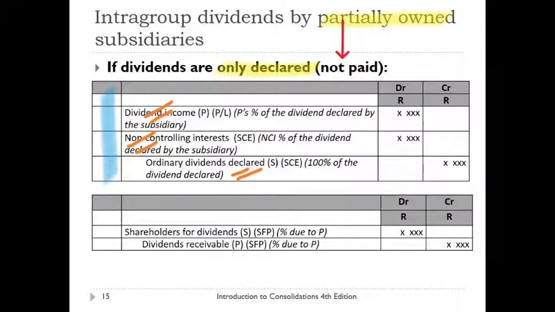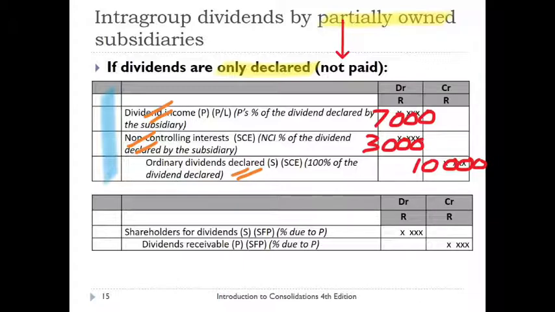If you want to add amounts, you will see that the debit to dividend income will be for the 7,000 Rand. NCI will be debited with the 3,000 Rand, and they only have one entry for the credit to ordinary dividends declared by S for the full 10,000 Rand. You are more than welcome to write your consolidation journal entry in this format. But now the question is about the shareholders for dividends.